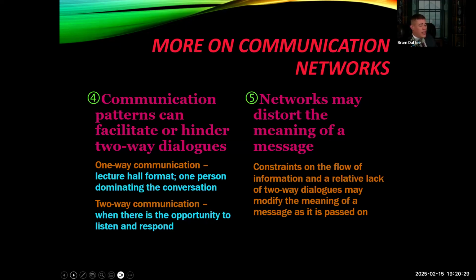But gosh, when communication networks limit opportunities for two-way conversations, then distortions can occur. For example, when information is passed through a long chain with no chance for feedback, the message might get misinterpreted or it might lose critical details. Think about a game of telephone, right? Each time the message is relayed, a piece of meaning might be dropped or altered, and all that leads to a communication problem.